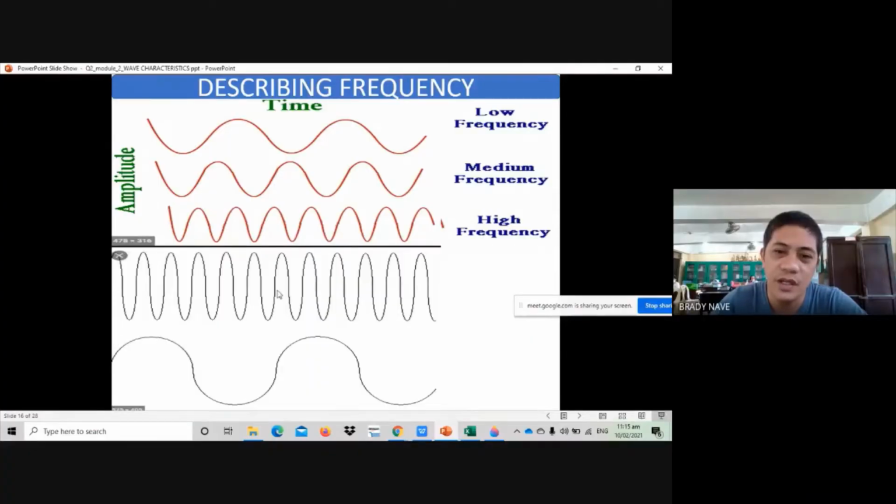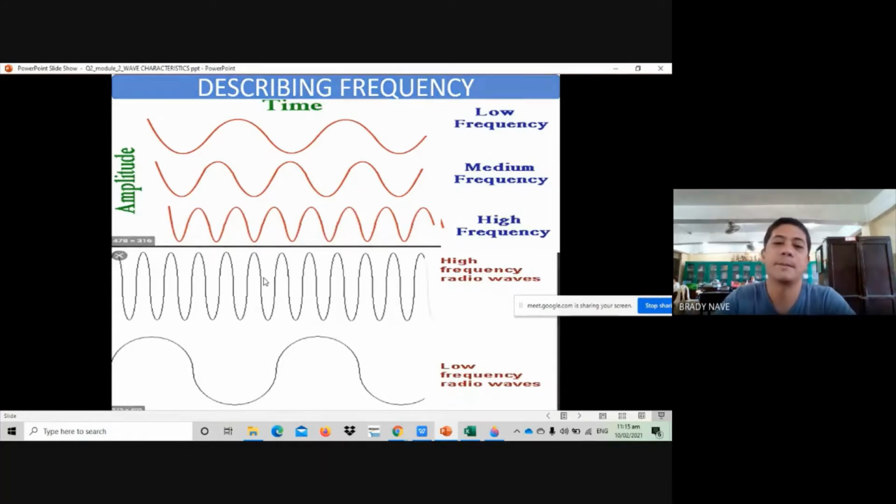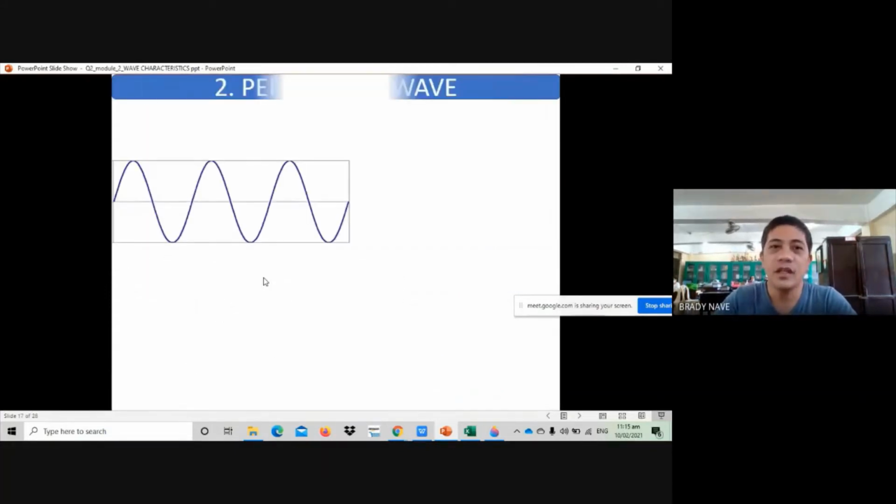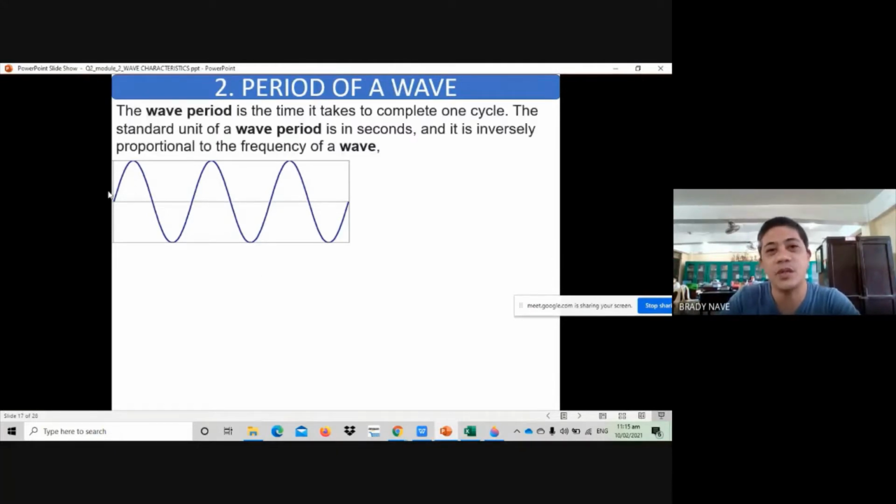Another example, higher frequency, lower frequency. Okay, the second characteristic of the wave is the period. Period is the time it takes to complete one cycle. Basically, period is the time in circular motion, in moving in a circular path. So in our lesson, period is the time in one cycle.